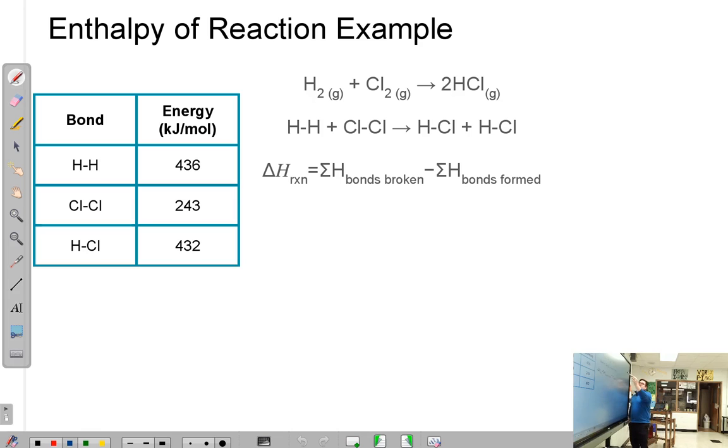And if you have a hard time writing that sigma, I just draw it like this. You will see sometimes it's done like this. I don't care. Some people just do the letter E. Okay. So our change in enthalpy of our reaction is going to equal the sum of the bonds broken. So I'm going to put it in parentheses right here. We have a hydrogen and a hydrogen.